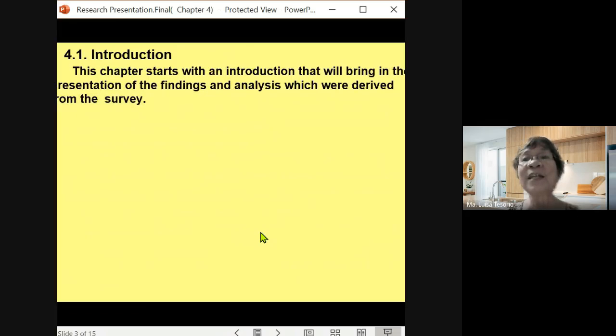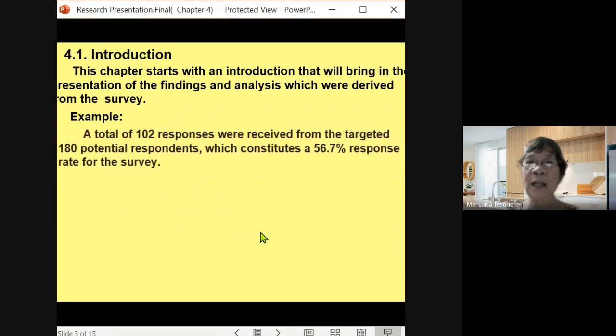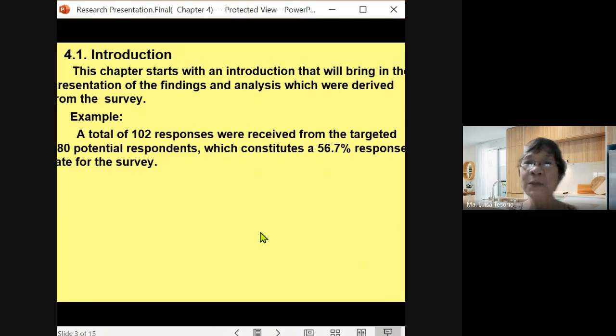This chapter starts with an introduction that will bring in the presentation of the findings as well as analysis which were derived from the survey. Let me give you an example. A total of 102 respondents were received from the targeted 180 potential respondents, which constitutes a 56.7% response rate for the survey.